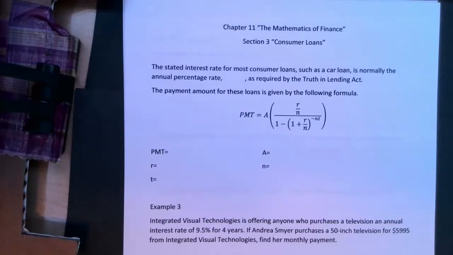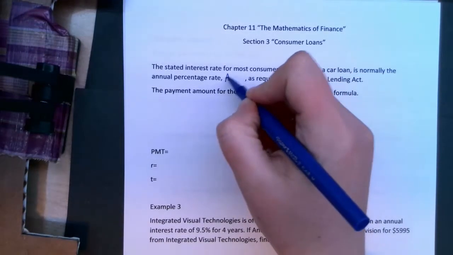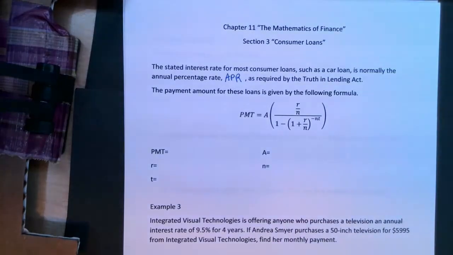Alright, so we're in chapter 11, still on section 3, so this is part 2, consumer loans. The stated interest rate for most consumer loans, like a car loan, is normally the annual percentage rate, also called the APR, like we just learned about, as required by the Truth in Lending Act.